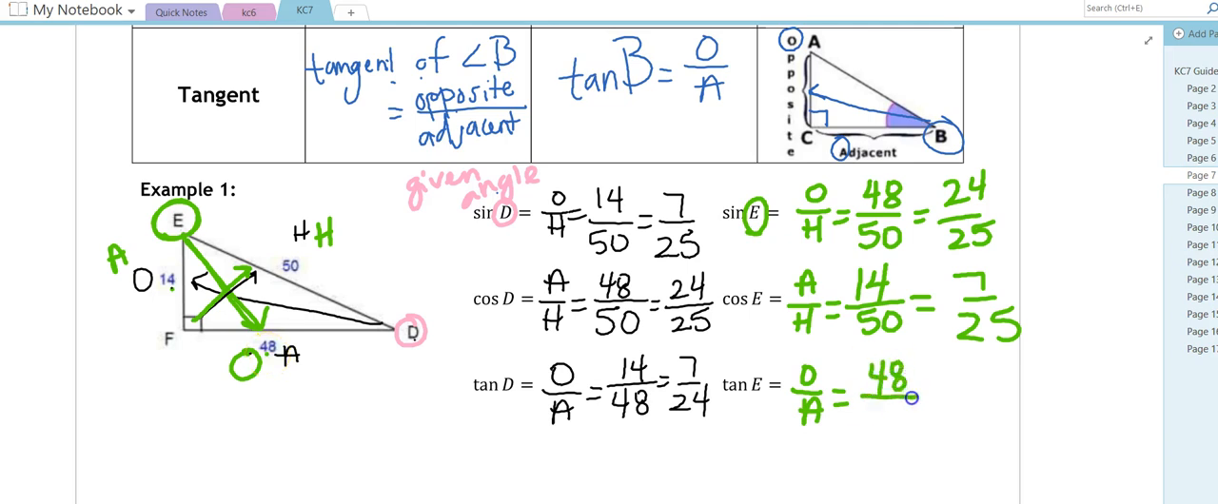My adjacent side next to angle E was 14. I already labeled that as A. So this is going to be 24 over 7.